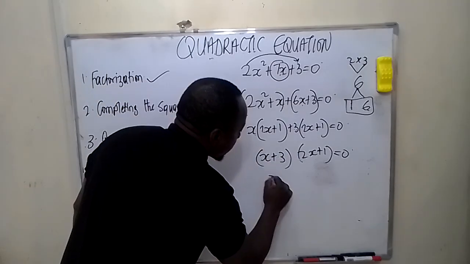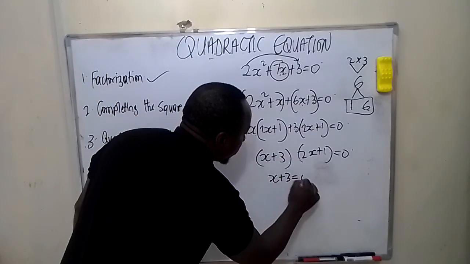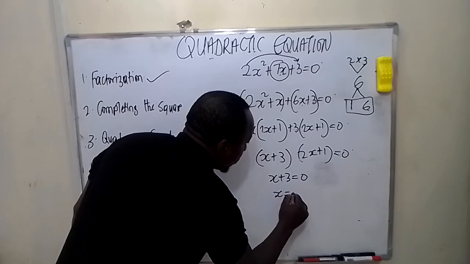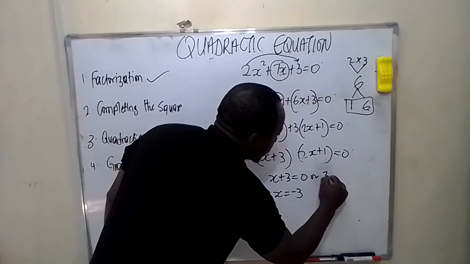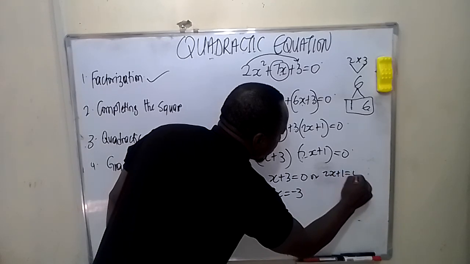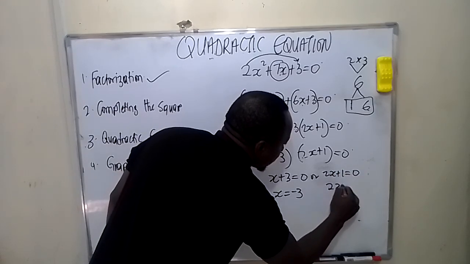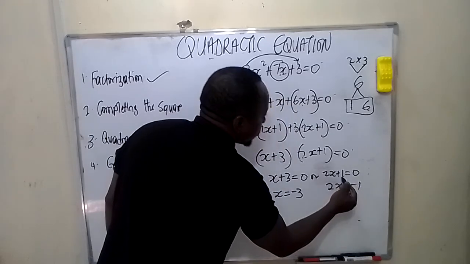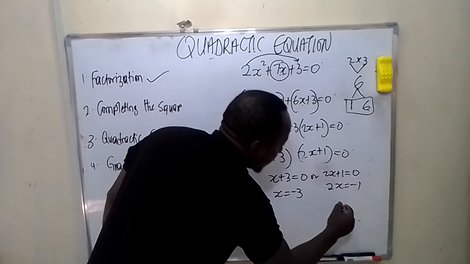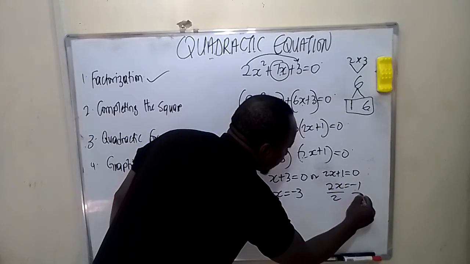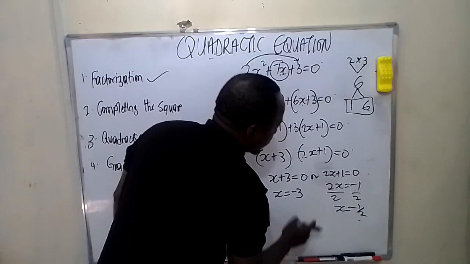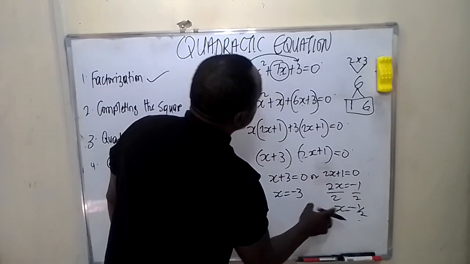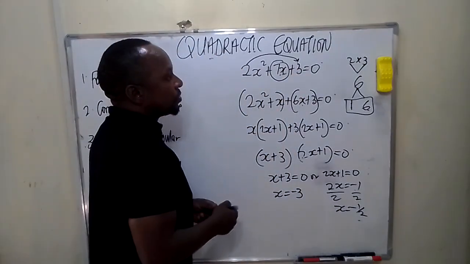When x plus 3 is equal to 0, our x will be equal to minus 3. Or when 2x plus 1 is equal to 0, 2x will be equal to minus 1. Plus 1 will move to become minus 1. Then we divide both sides by 2. X will be equal to minus 1 over 2. These are the solutions of the equation.